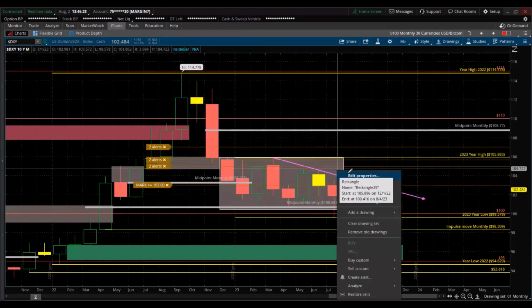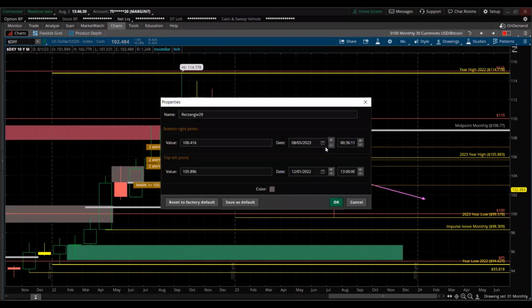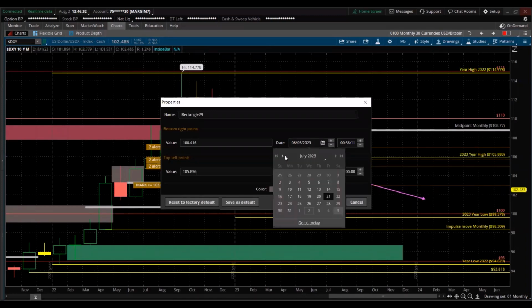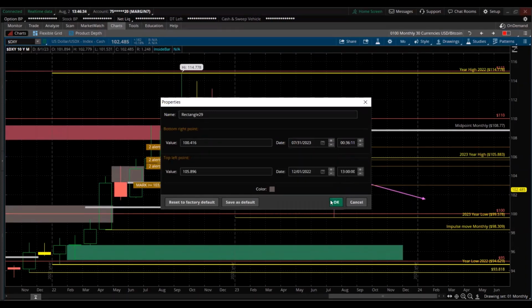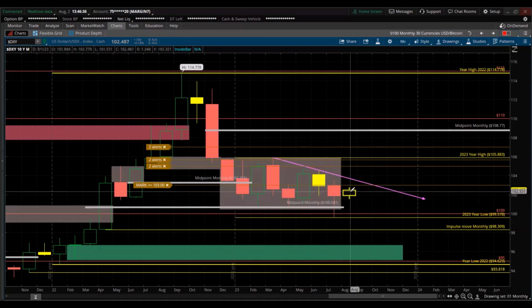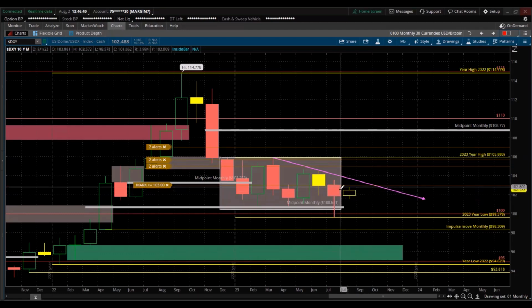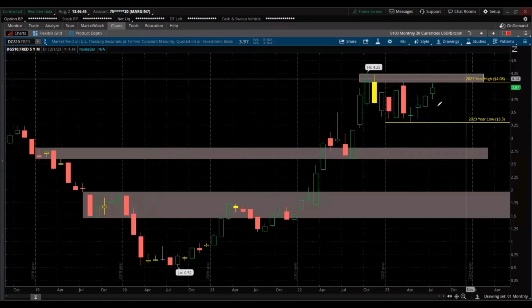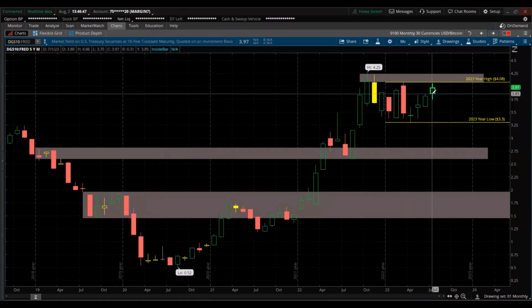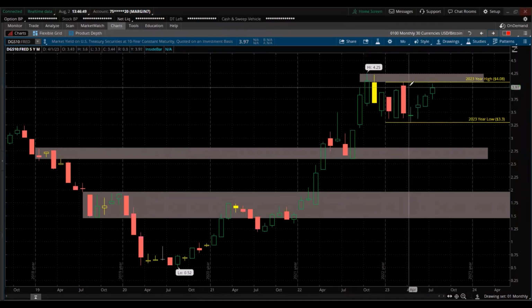Oops. So fix that. There we go. So the current candle, the new candle that just started on the first of this month, is still inside the range of last month. And looking at the 10-year yield, it's trending up into the highs of this year.